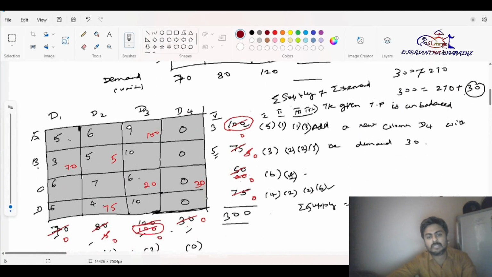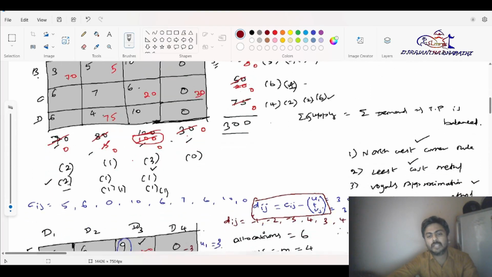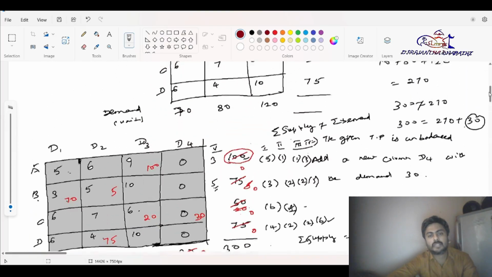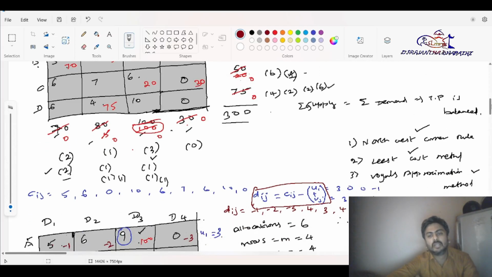So in order to balance it, you are adding a column D4 with 0 entries, and you are adding the demand of 30 to it. Okay, so now it is becoming balanced, with the total demand and supply equal to 300.